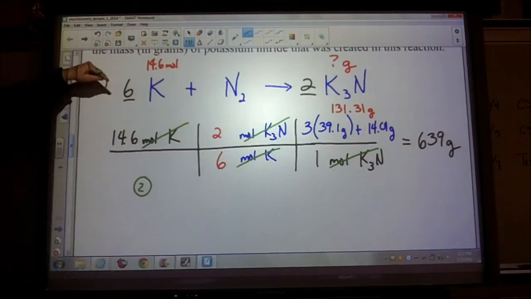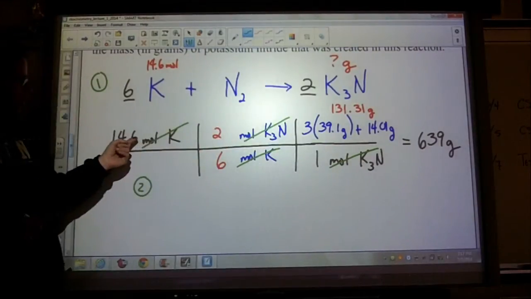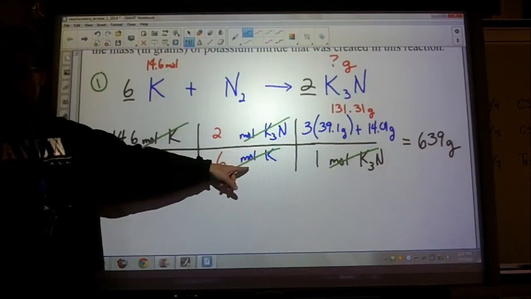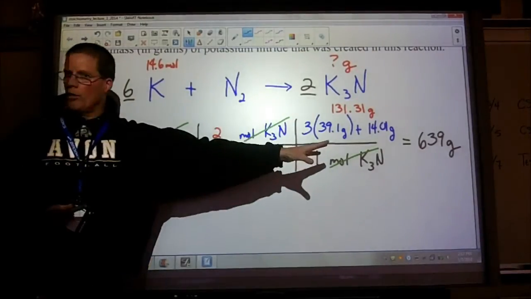Step 1, write a balanced equation. Step 2, change what was given into moles. Step 3, we need to get rid of what we started with. What we start with will always be on the bottom in the mole ratio. What we're looking for will always be on top. And then change it to the desired unit.